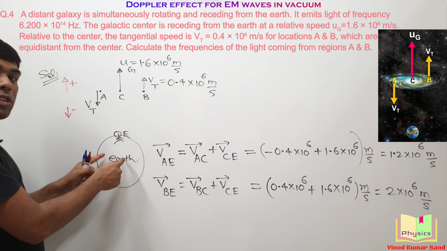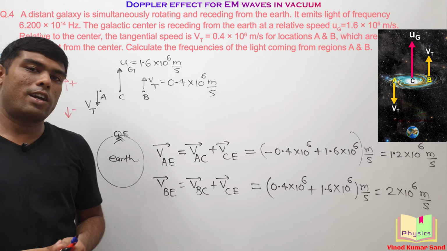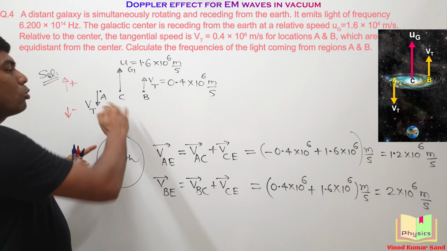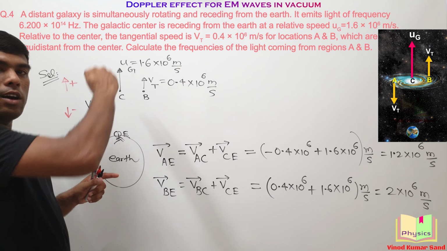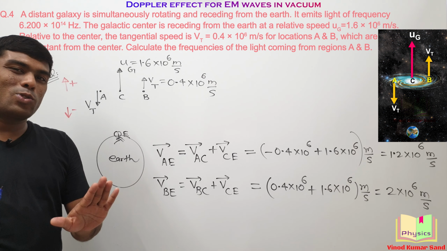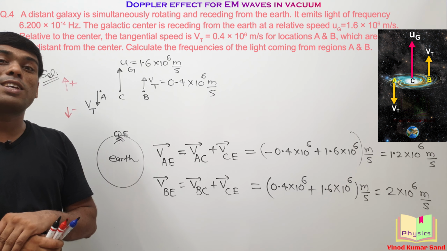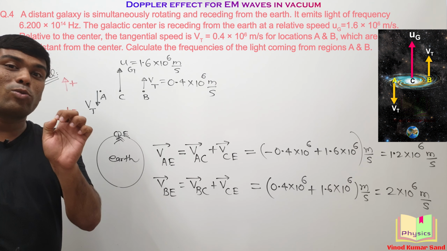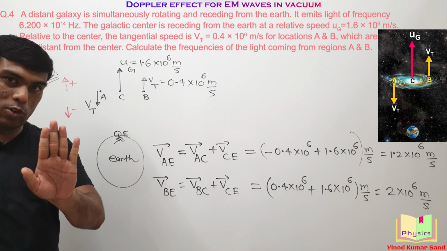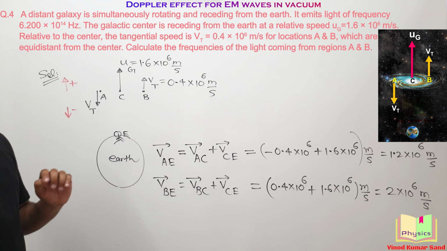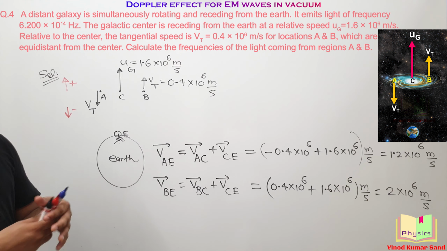If all the points are going away, it means whatever light, whatever electromagnetic waves we receive from these points, will that be blue shifted or red shifted? The source of light is going away. If the source of light is going away, the observed frequency will be less. It will be red shifted. You got it?